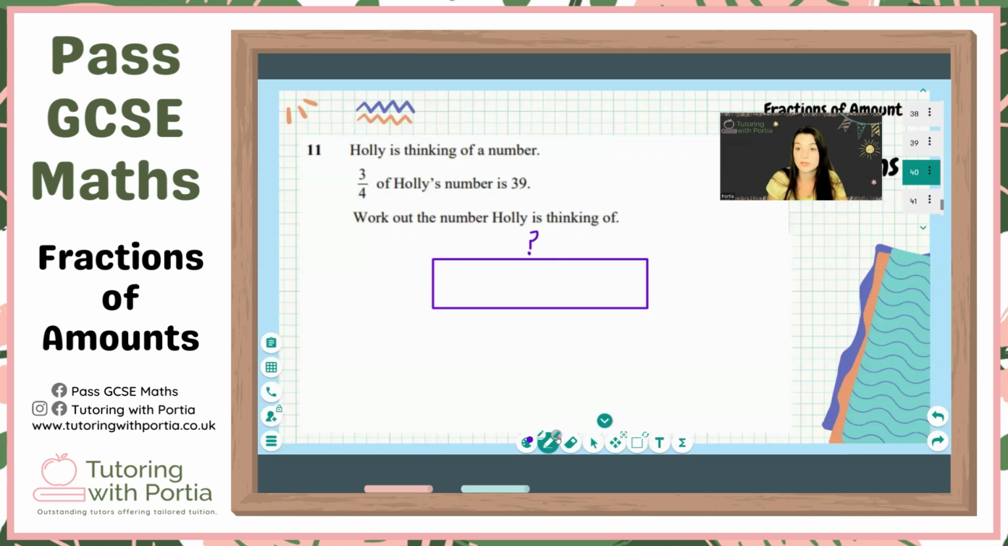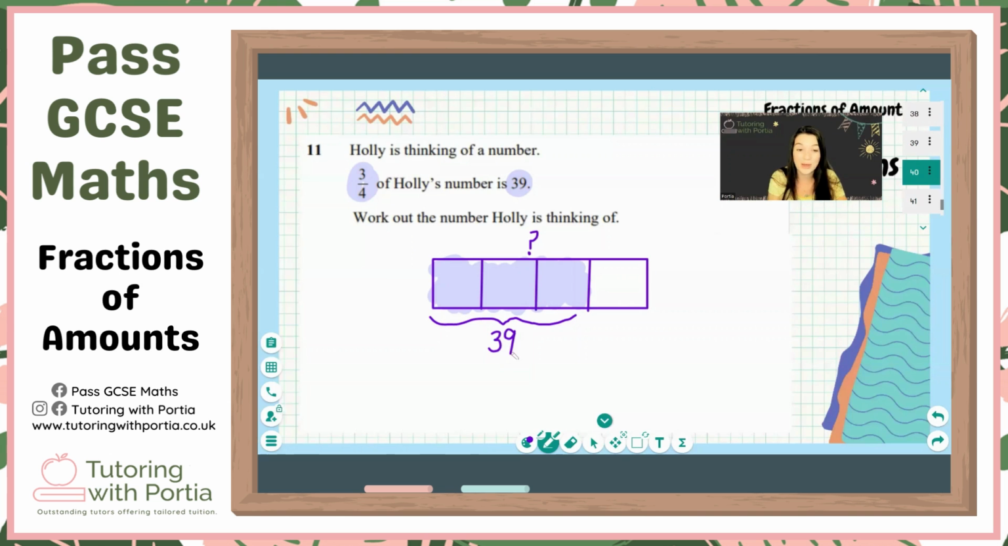But what we do know is that 3/4 of the amount is 39. So I can cut up my bar into quarters, so 4 sections. And I'm going to quickly shade in 3 of those sections, because 3/4 of Holly's number is 39. So those 3 sections there add up to 39. Now we've got the information drawn, it's much easier for students to understand what is going on and what the question's asking. It's really quick to draw those sketches as well. They don't need to be neat and tidy, just a quick sketch at the side of the page.